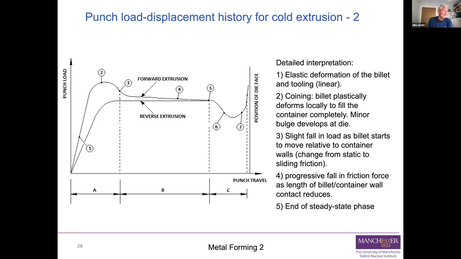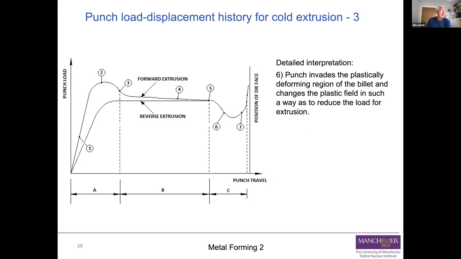Okay, the end of the steady state phase is when the punch is beginning to get quite close to the end. And what's happening here is the first thing is we've set up a plastic flow regime that's getting stuff to come along inwards and out through the billet. And suddenly the punch starts moving into this regime. So you've got this rigid punch moving in, and that's going to change the plastic flow field. And just take it from me that that initially reduces the load a bit, but that doesn't last.